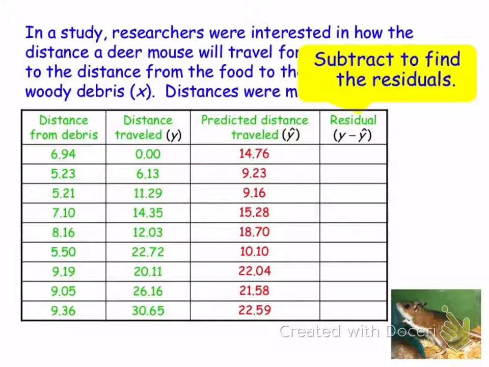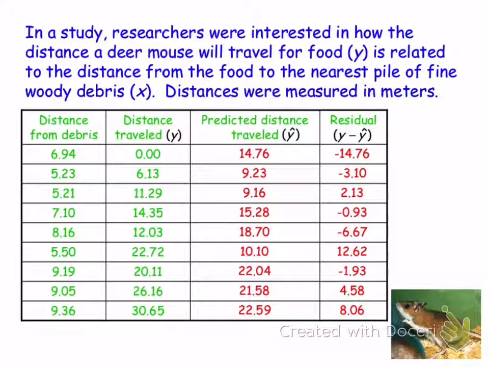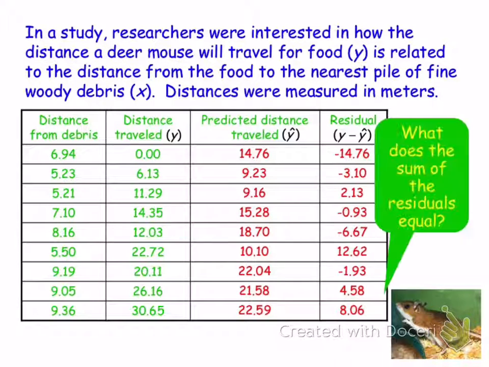If I am doing Y minus Y hat, which list is my Y? The second one, so I would put L2 minus, and my Y hats are L3. So L2 minus L3 is going to give me all of my residuals. Here are my residuals, right here.